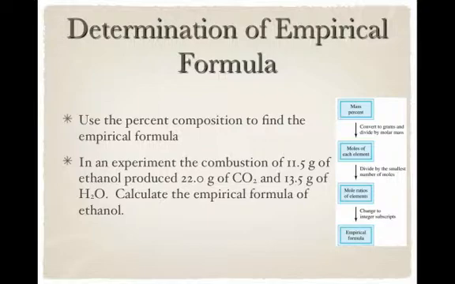Because in the laboratory, a lot of times it's easier to find the percent composition of a compound and then work backwards to find the empirical formula. So in the experiment, the combustion of 11.5 grams of ethanol produced 22.0 grams of carbon dioxide and 13.5 grams of hydrogen. Calculate the empirical formula of ethanol.